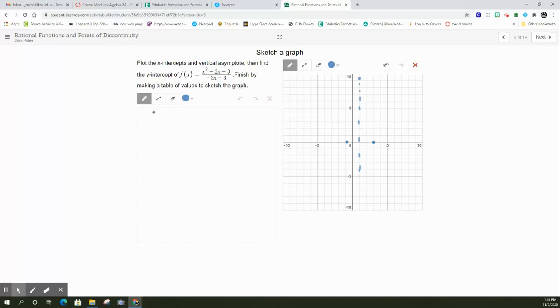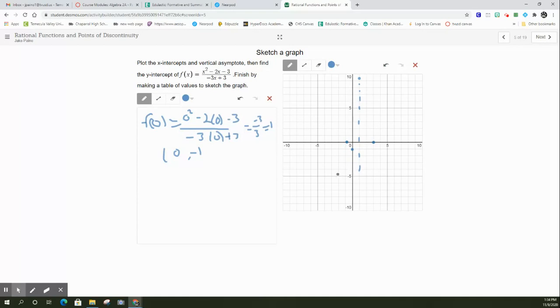I want to find my y-intercept. So my y-intercept, I just plug in 0. Right? What is f of 0? All right. So I plug in 0 into everything. Right? You get 0 squared. Again, you don't really need to write that. You know that's 0. Minus 2 times 0. Again, you don't have to write that. That's 0. Minus 3 over negative 3 times 0 plus 3. And so really we just get negative 3 over 3, which is negative 1. So I have a y-intercept at negative 1. So 0, negative 1.